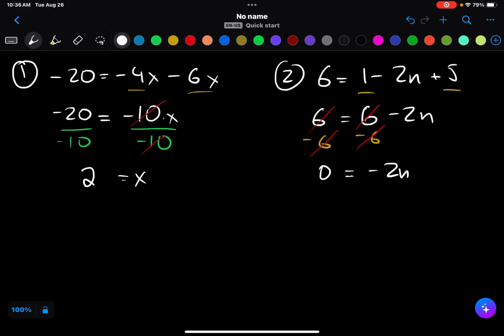Now to get rid of that negative 2 times n, I do the opposite. I divide by negative 2 on both sides, which is really not going to make much of a difference because anything divided by 0 is 0 anyways. So n is just going to be 0. So that's numbers 1 and 2. Pause that if you need to. And we're going to move on to number 3.